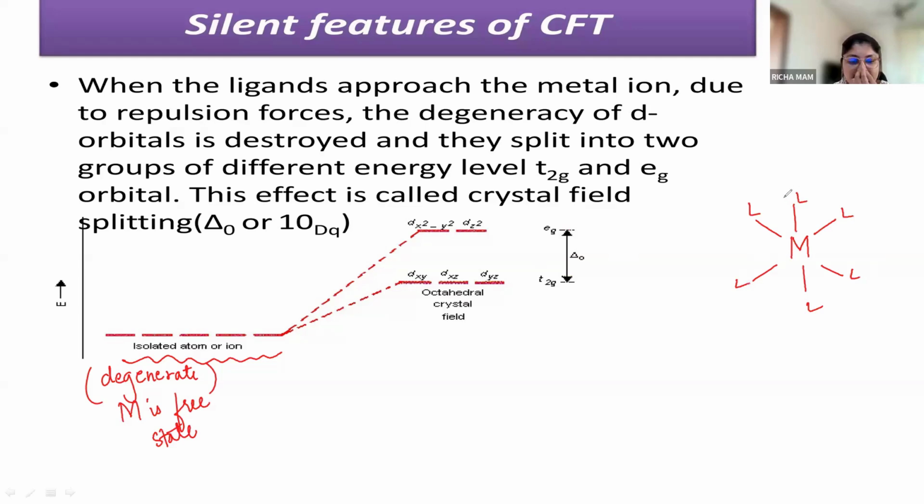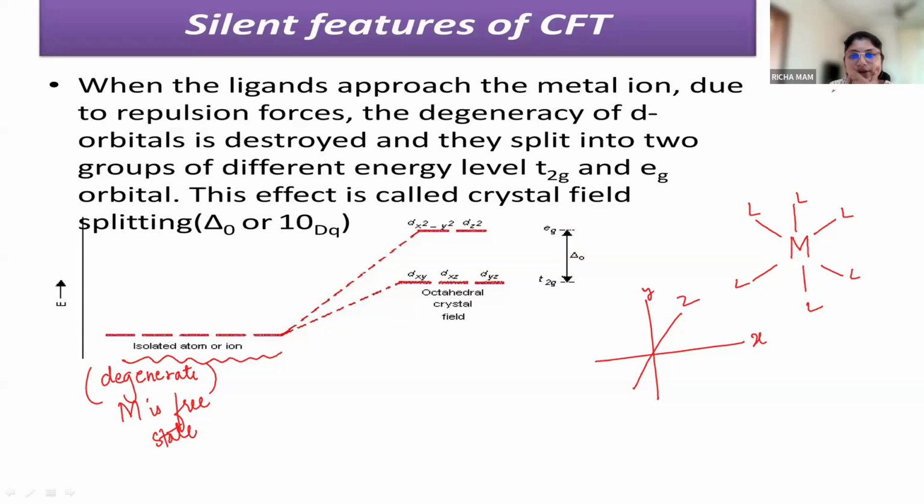Now here, these 6 ligands are said to be lying on the 3 coordinate axes. Which are the 3 coordinate axes, students? X, Y, and Z. So all these ligands are lying along these 3 coordinate axes. Now when the ligand is approaching the central metal ion, what is happening?